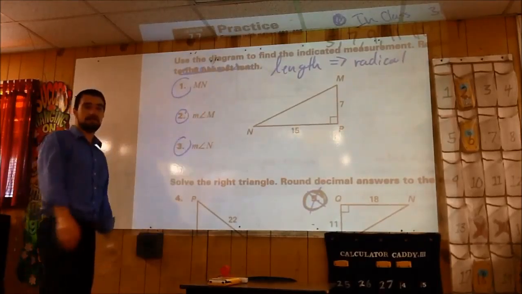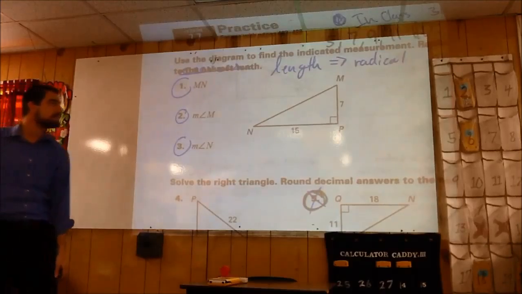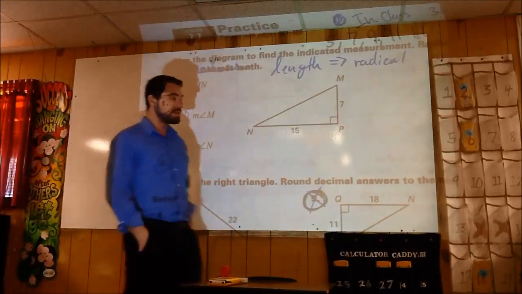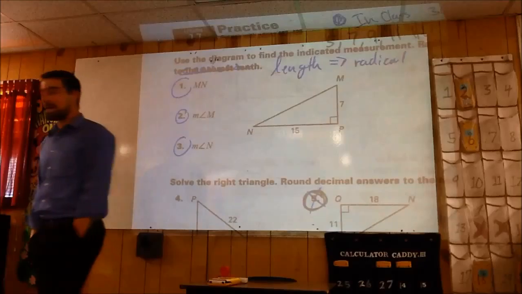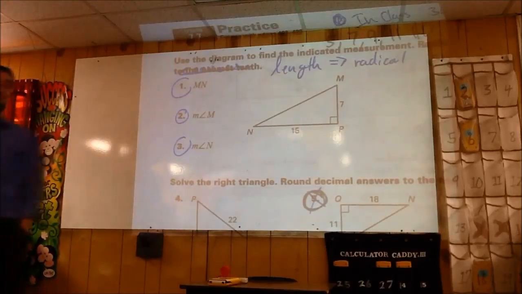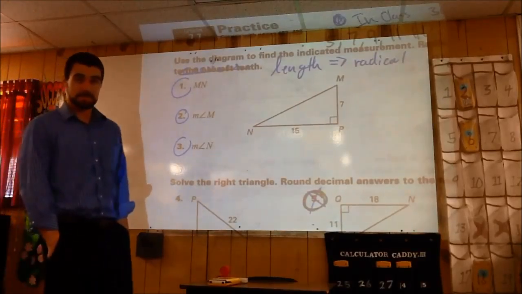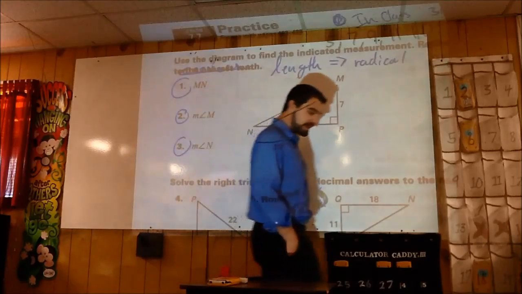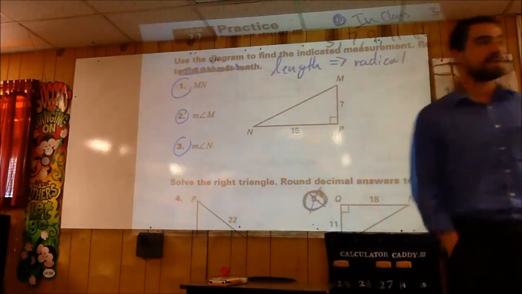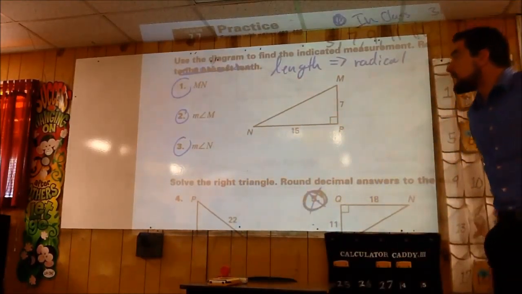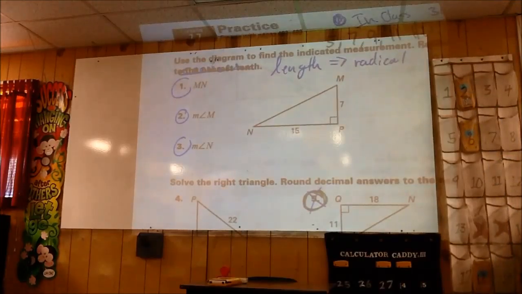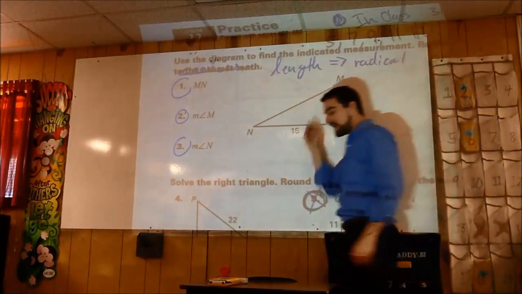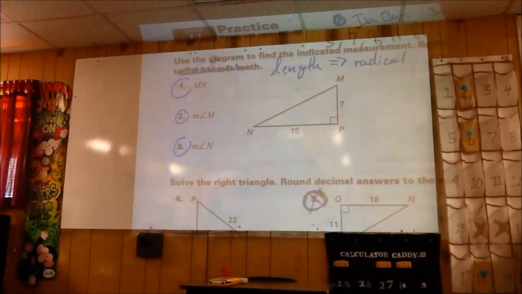Say it louder, the Pythagorean theorem. Pythagorean theorem, right. So let's go ahead and everyone do that. Determine the length of segment MN. What we are doing is solving this right triangle. When I say solving, that means you tell me every single angle measurement and every single side length. So since we've got two of them, we can use the Pythagorean theorem.